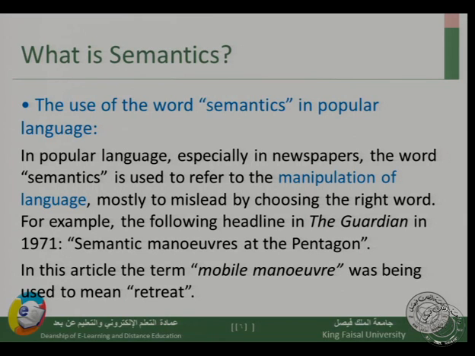So in the article, the term mobile maneuvers was being used to mean retreat. Instead of saying retreat, which has a negative connotation, people will think negatively of the word retreat, they use mobile maneuver. So it's a different way to use a word that is not looked upon too favorably, and this is what we call semantics in this sense, which is manipulating the language and choosing the right word to mislead people, mislead the reader, or mislead the listener.